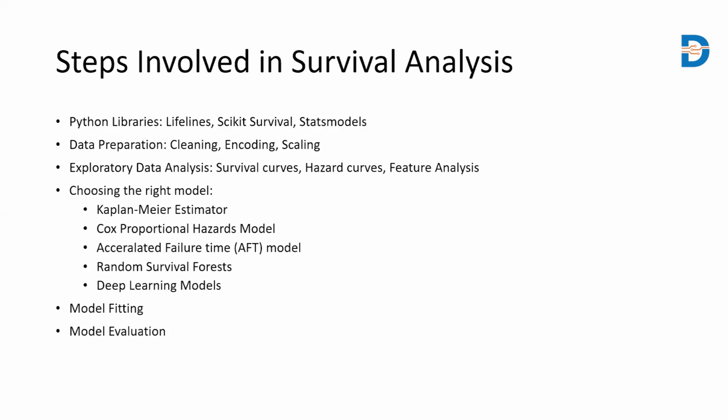Now, looking at the steps to implement survival analysis, the first step includes installing and importing all the required Python libraries like lifelines, scikit-survival, as well as statsmodels. Then data preparation, which involves cleaning, encoding, and scaling, is on a concept level very similar, but we have to handle missing data, convert categorical features to numerical formats, do feature scaling, and split the data into features and target, and testing and training as well.